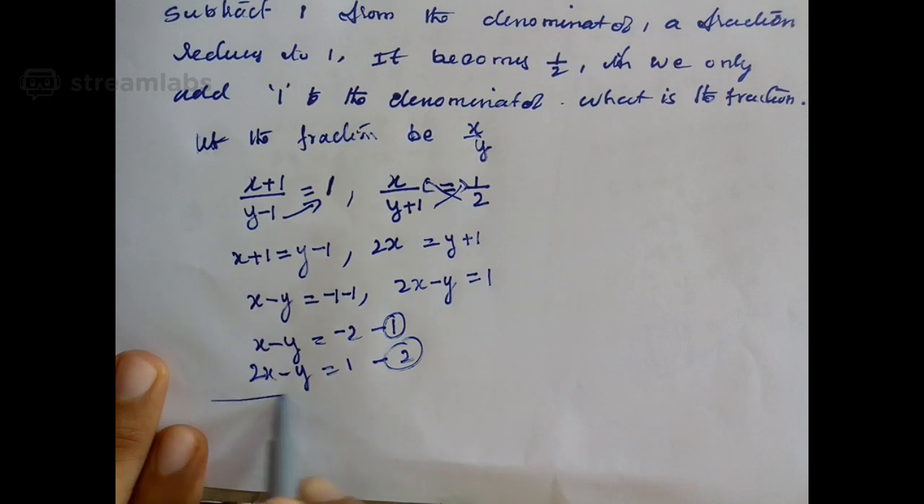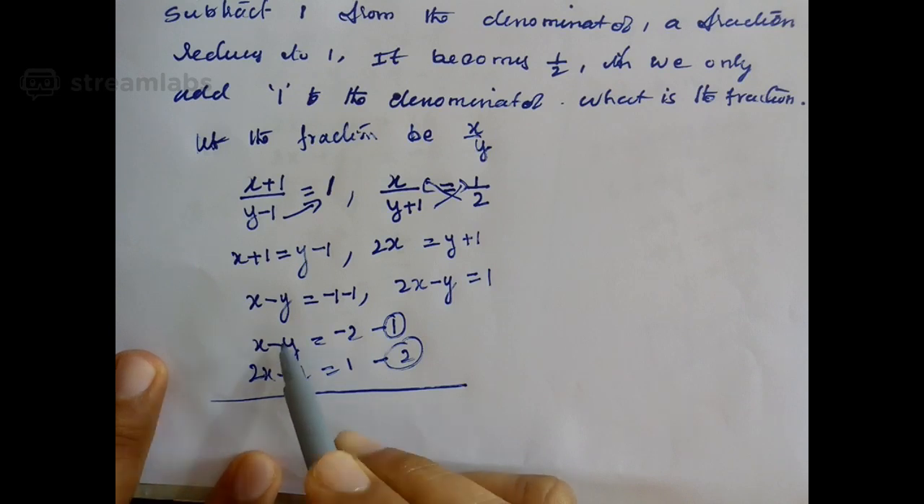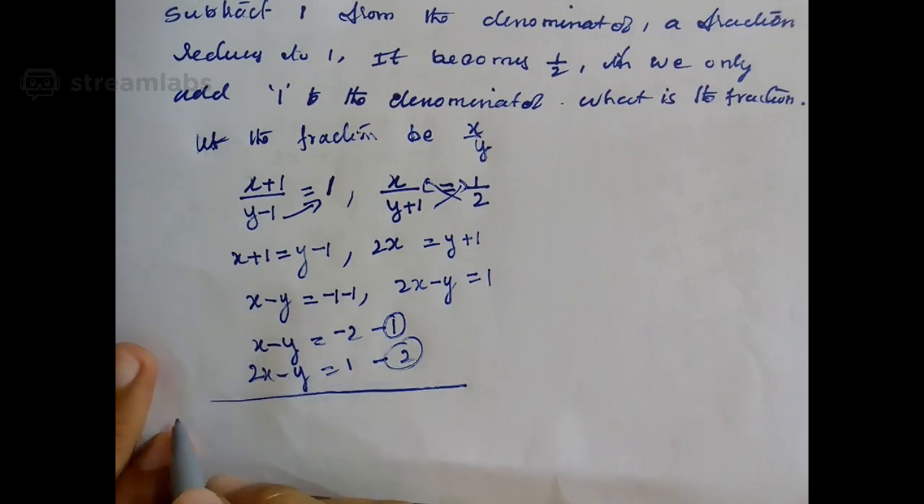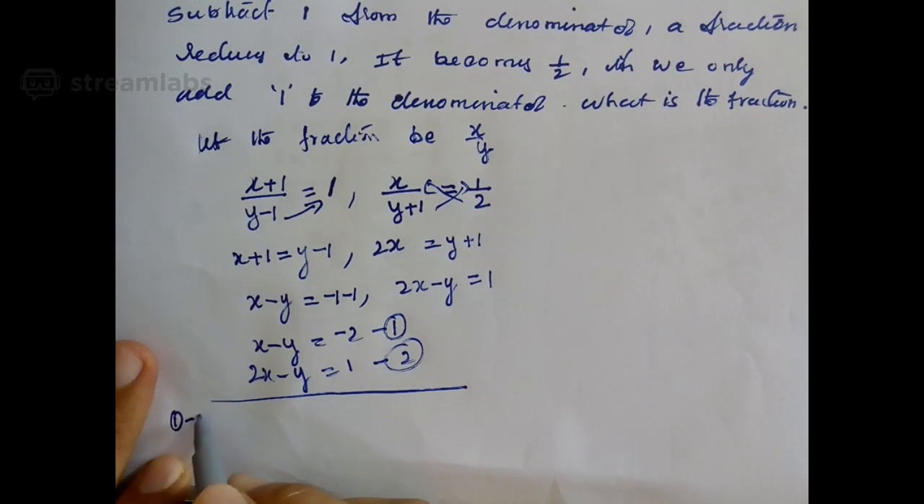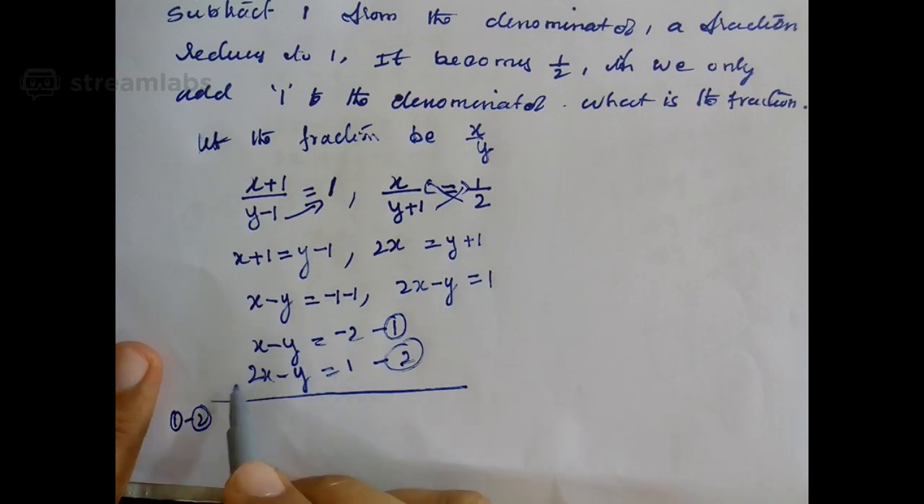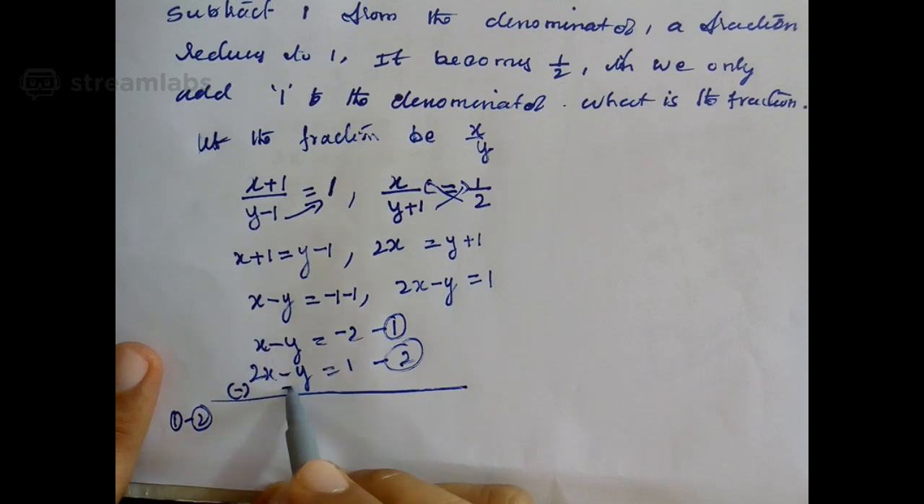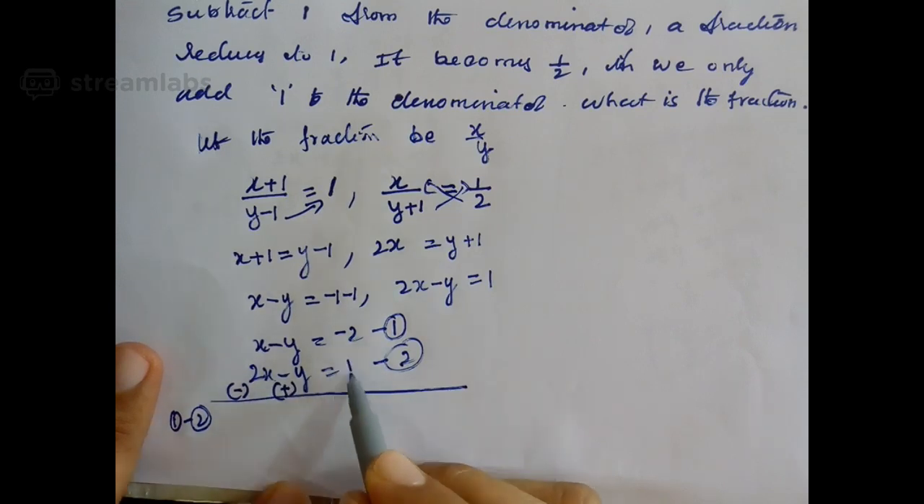So how to eliminate this? We can eliminate y easily because the numerical coefficient of y is 1. We cannot add these, so I have to subtract 1 and 2. Subtract equation number 1 from 2. While subtracting, the sign changes. x minus 2x, minus y minus of minus y, this becomes plus, and minus 2 minus 1.